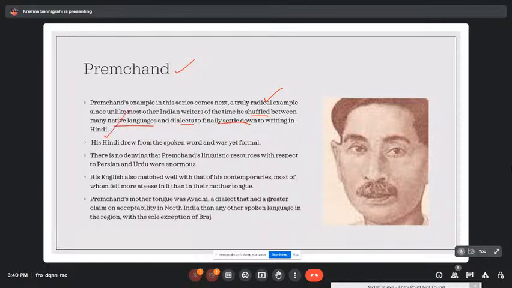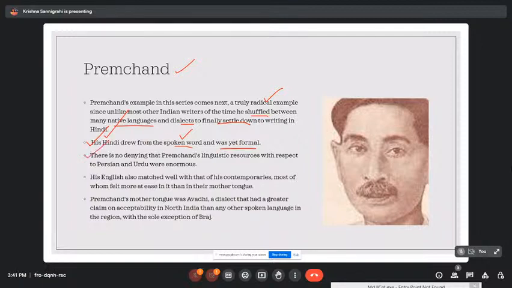So he could use various dialects and languages, and finally he settled down with what? He settled down with Hindi. His Hindi drew from the spoken word and was yet formal. So it was using the spoken word, not some strange or very sophisticated words, but he was using the normal spoken words. However, the usage was very formal.